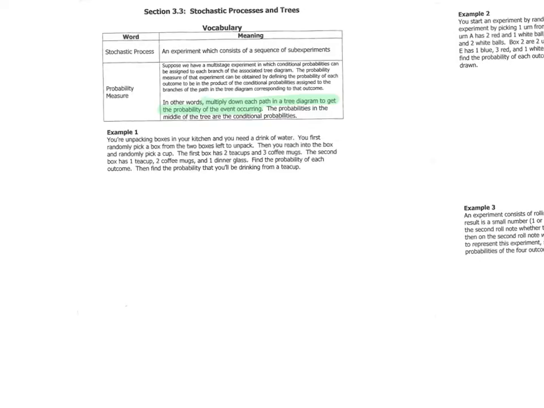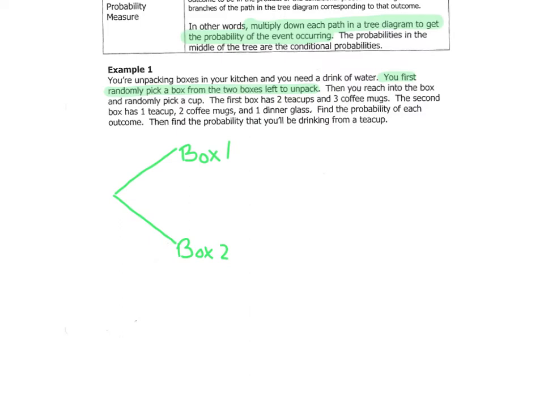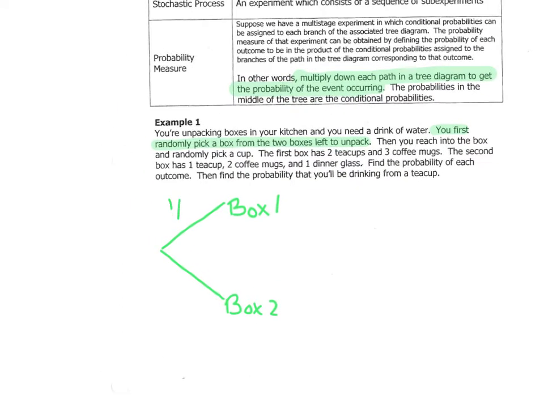So in our example, it says that you're unpacking boxes. You can go ahead and read through it yourself. But essentially, you have boxes, you're reaching in and getting something to drink out of. So in the first box, you randomly pick from 2. So if I start my tree off with box 1, box 2, I have a probability of 1/2 or 1 out of 2.